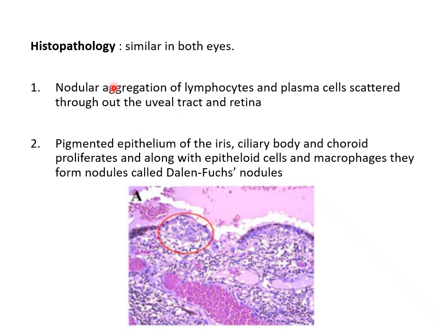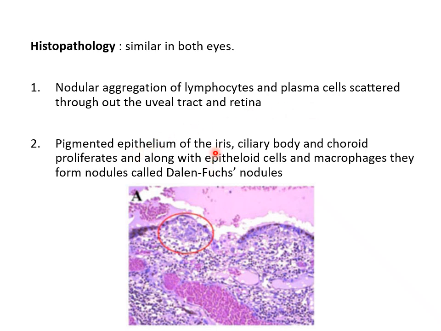Okay, so in histology you will find something which is going to be similar in both the eyes, albeit asymmetrical but similar. So, nodular aggregation of lymphocytes and plasma cells scattered throughout the uveal tract and retina. Now, this is a non-specific finding of inflammation in any tissue.